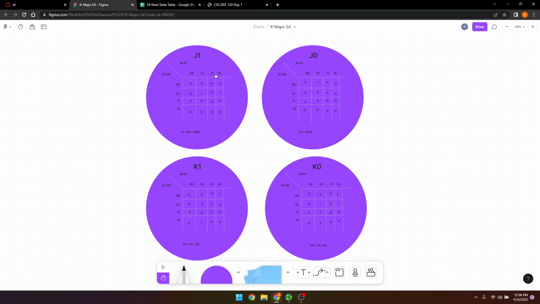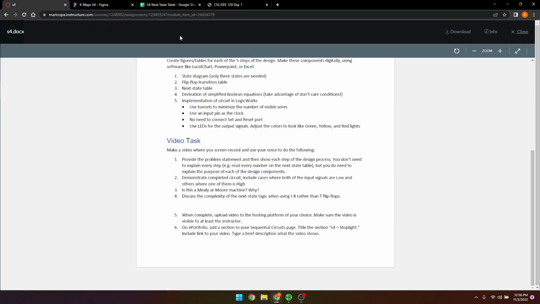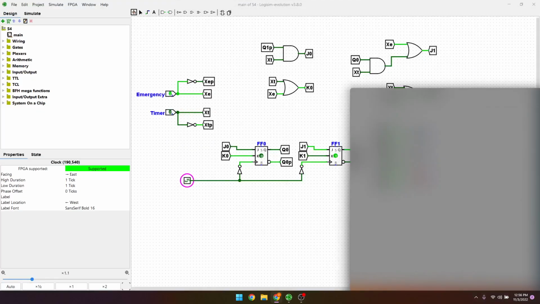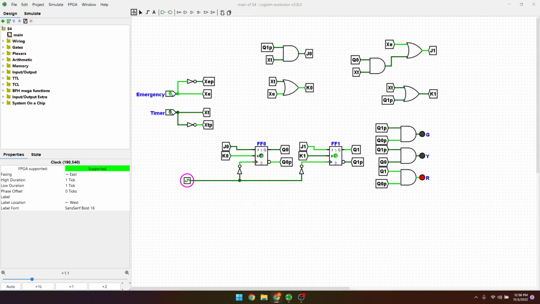So by looking at these Karnaugh maps, we're able to derive the Boolean equations. So for J1, we have XE or Q0 XT. I'm going to go ahead and assume that you guys already know how to make these if you watched any of my previous videos, so I'm not going to go over that here. But all in all, these are the equations that we ended up getting, and from there we can move on to actually making the circuit. Let me move that over to the side.